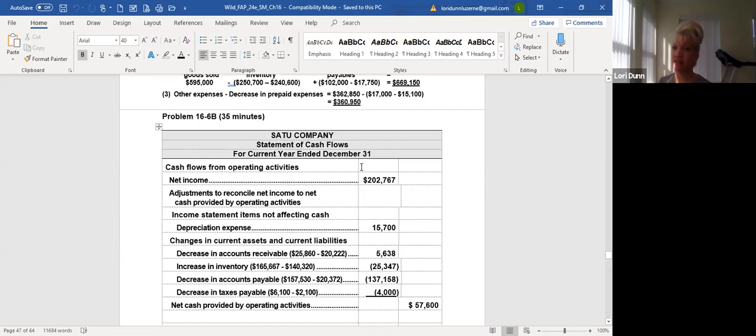So although your net income is 202,767, look at the net cash that was actually provided overall for the year by operating activities: positive 57,600. Any questions? Excellent.